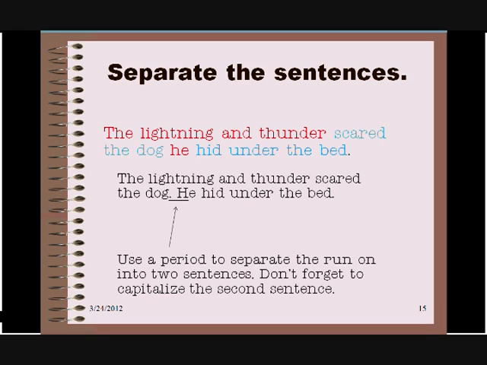And so this first one, by separating the sentences, if you look at the underlined section, you put in the period, capitalized the second piece, and now you have two correctly written sentences separated. Just be sure to capitalize the second one.